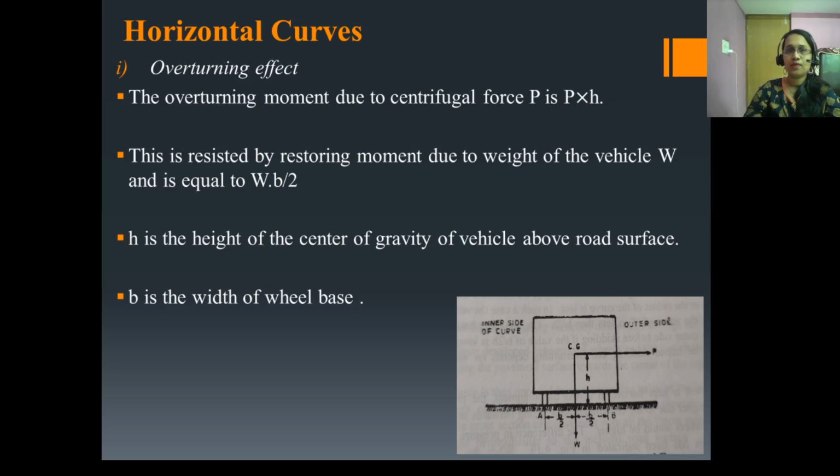So we have the overturning effect. The overturning moment due to the centrifugal force is P into H. The centrifugal force tends to overturn the vehicle about the outer wheels on the horizontal curve without the super elevation, as you can see in this figure. So this is resisted by the restoring moment due to weight of the vehicle W, which is equal to W B upon 2, where H is the height of the center of gravity of the vehicle above the road surface, and B will be the width of the wheel base.